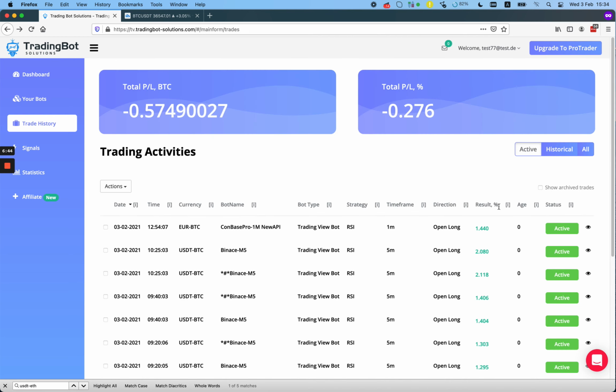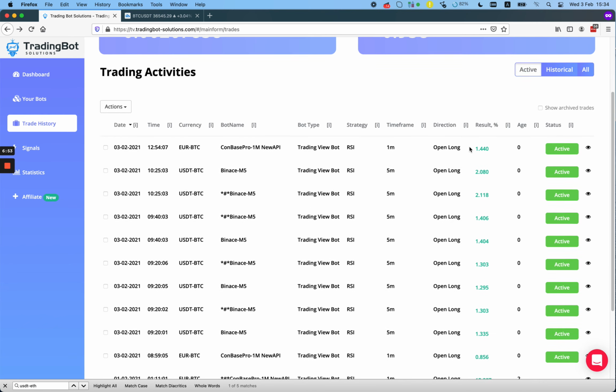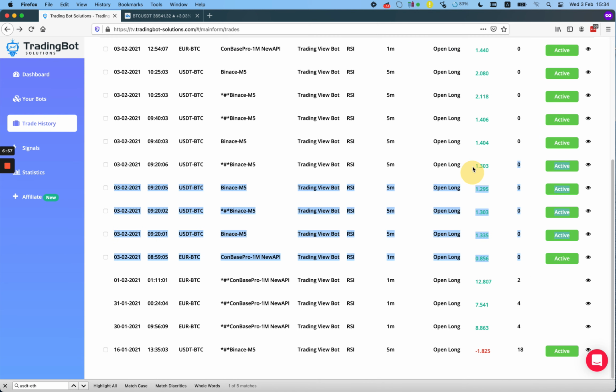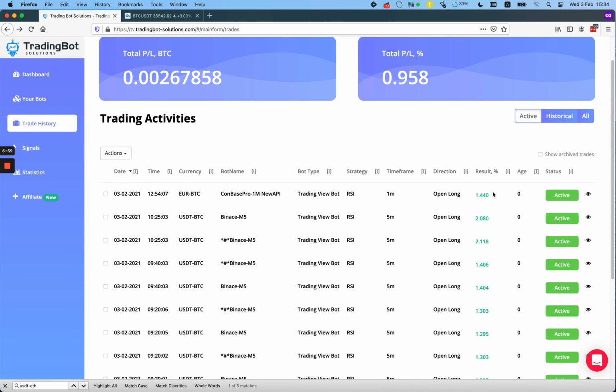The archived trades will not be inside the statistics if you archive them. This gives you the opportunity to reset or start new. So these are all from today, these trades, and you see in a moment it's running quite well.